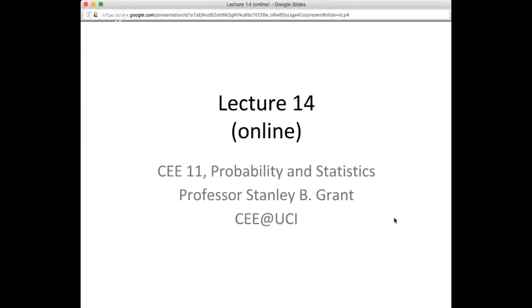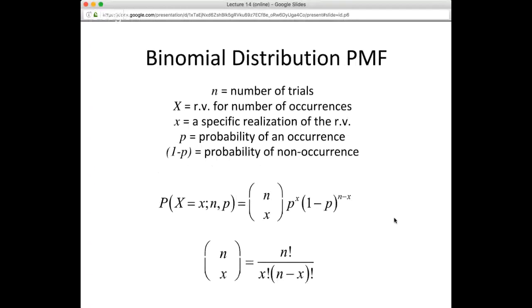Okay, so let's just do a quick review. You may remember that for the binomial distribution, we have probability mass functions as well as CDFs. The basic idea is that we're going to have some fixed number of trials, say little n, and we define a random variable, in this case X, for the number of occurrences of some event we're interested in over that number of trials. And we can talk about a very specific realization of this random variable, big X. We can also talk about the probability of one of these events actually occurring in any particular trial. That would be P, and of course, the probability of the event not occurring in a particular trial is going to be 1 minus P.